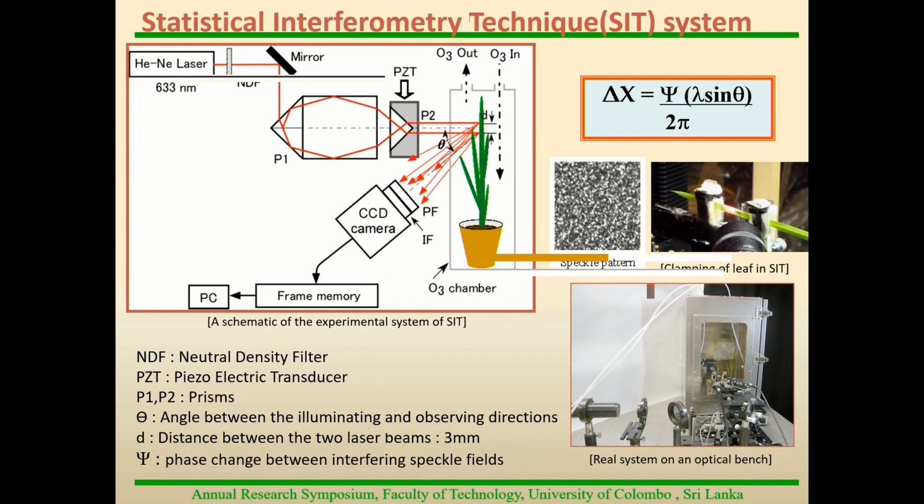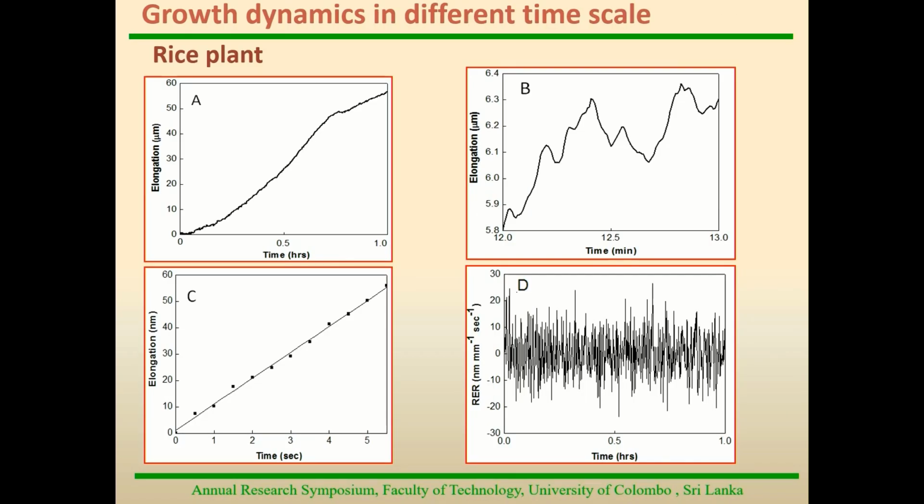So I will show you which data is taken from the SIT, and I will explain how we are taking data measurements using the SIT and how to validate this data. Figure A shows the growth of the leaf for a 1 hour time period. You can see the measurements were in the micrometer range.